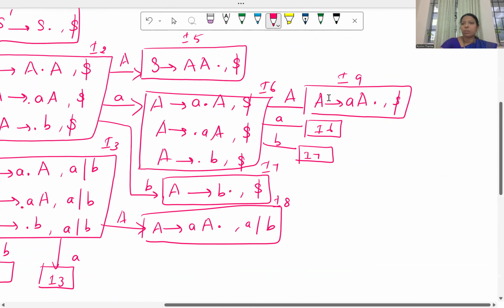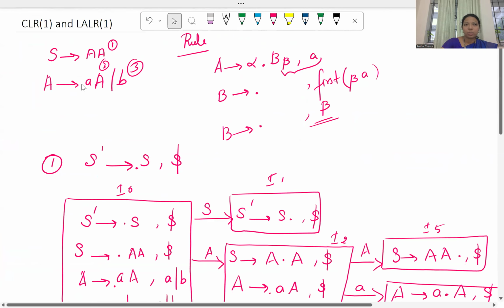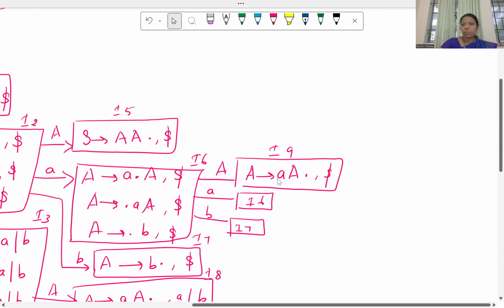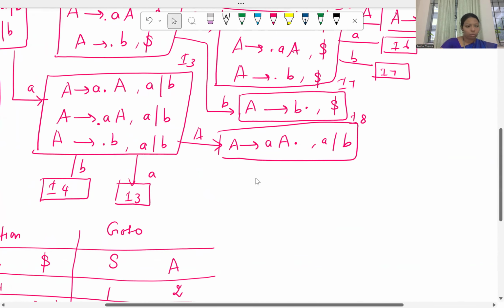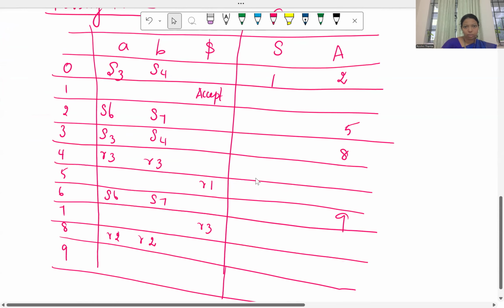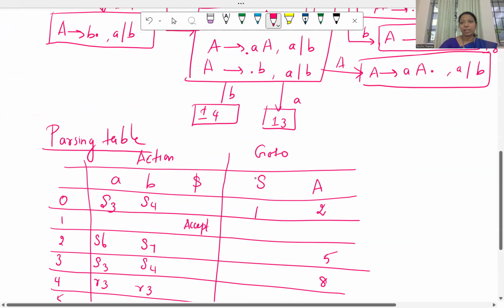I9 is also a final state. And the production number for that is second. This production is only available here, right? So in the place of dollar, see here in the look ahead we have dollar. You have to write R2. So the parsing table is over. So this is how we have to make the parsing table for CLR. So this is very easy, right?